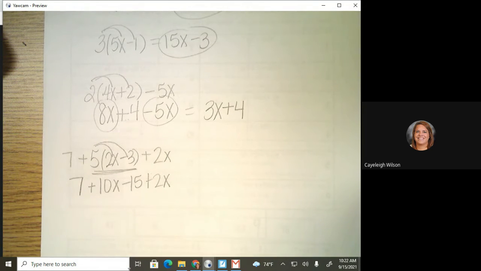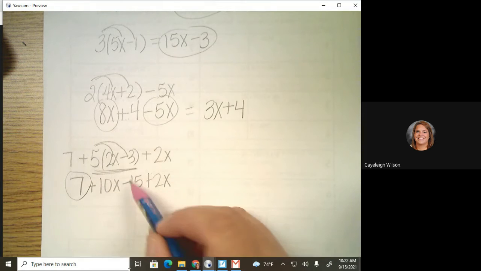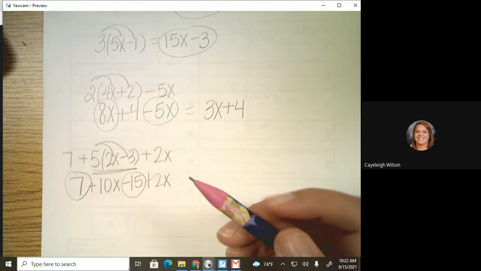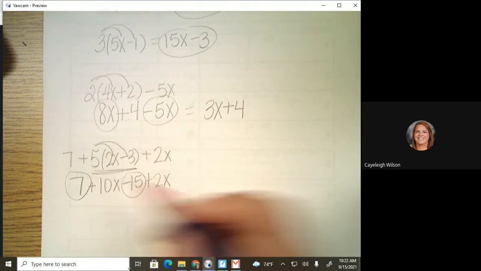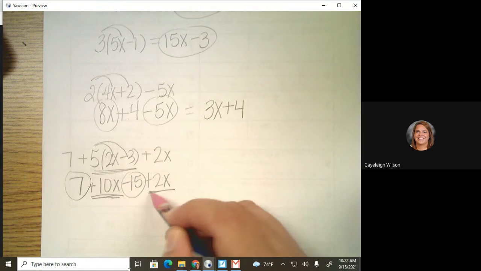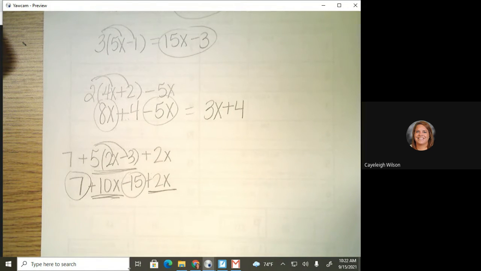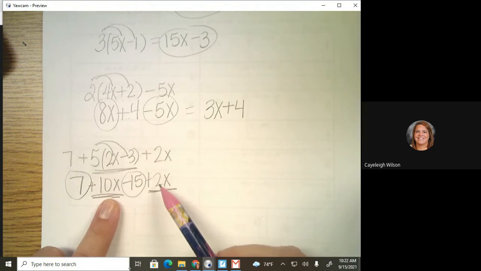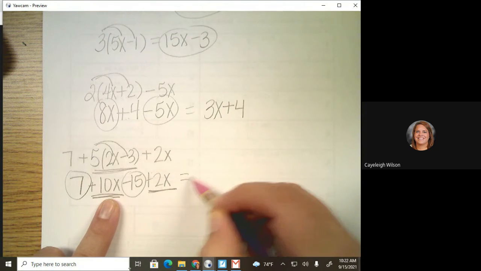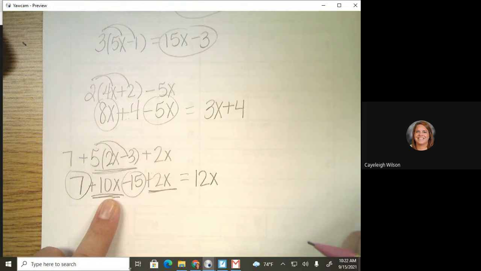Now, can somebody tell me some like terms that I have, Jackson? Perfect. Any other like terms? 10x and the plus 2x. So those are going to go together. So 10x plus 2x is 12x.